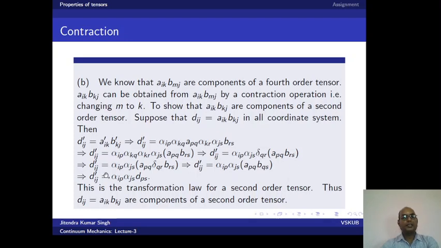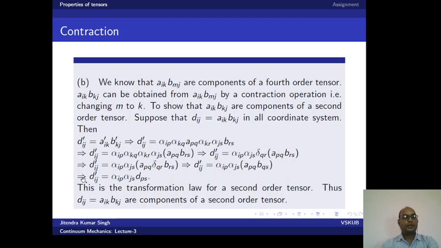So we shall get dij dash is equal to alpha ip alpha js apq and delta qr brs. So delta qr brs you can write as bqs by the property of delta symbol. So we shall get dij dash is equal to alpha ip alpha js apq, and this delta qr brs will become bqs. So we shall get this bqs.